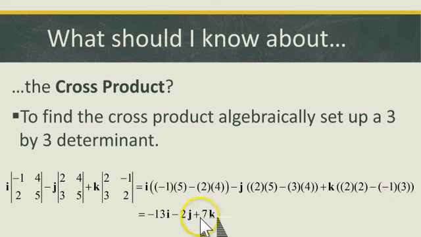So the cross product of the two vectors is negative 13, negative 2, 7. And this is written in the ijk format. You could also write it in the angle bracket format.